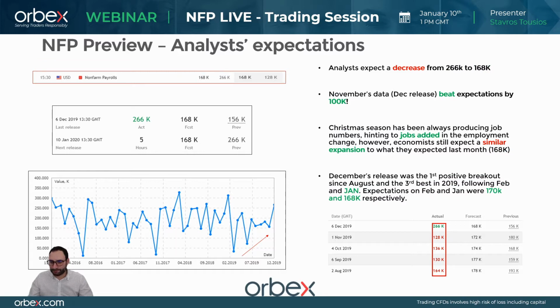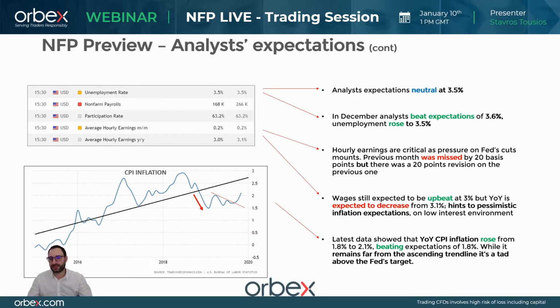Now, on the next slide, let's go a little bit further into what's happening with other blocks of data, namely the unemployment rate and, of course, the average hourly earnings on a month-to-month basis and also on a year-to-year basis. Now, the analyst expectations for unemployment are neutral at 3.5. In December, analysts beat expectations of 3.6. Unemployment declined to 3.5, right?